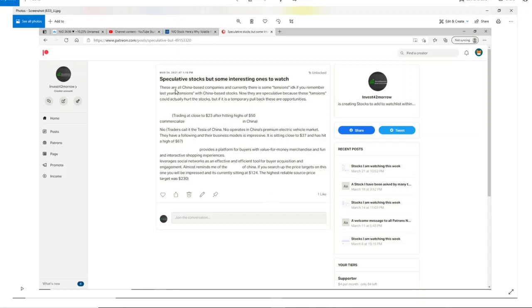But let's go ahead and read this. So speculative stocks, but some interesting ones to watch. The reason why I said speculative is because there's some tensions right now with Chinese and U.S. relations, which we went through last year. I don't know if you remember last year's tensions, quote unquote, but the delisting and the auditing and the 3 years until they get delisted, or whatever the case may be, was hitting these stocks.